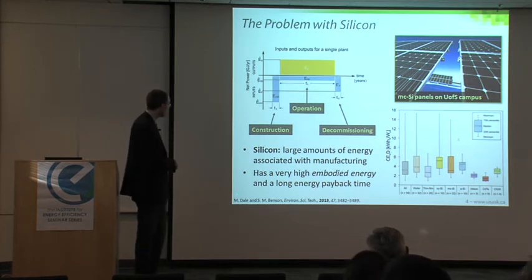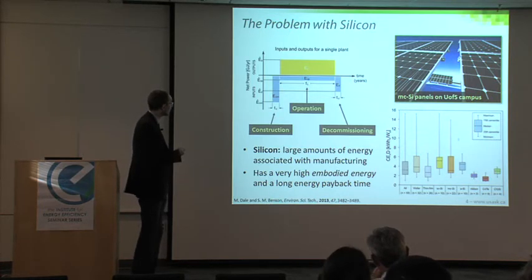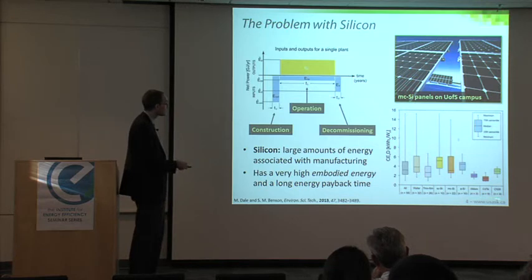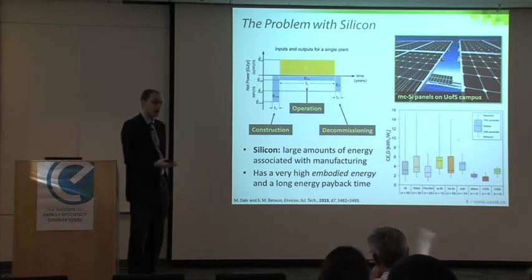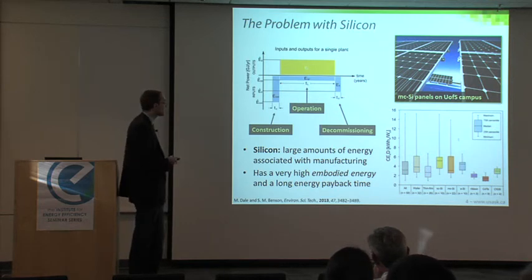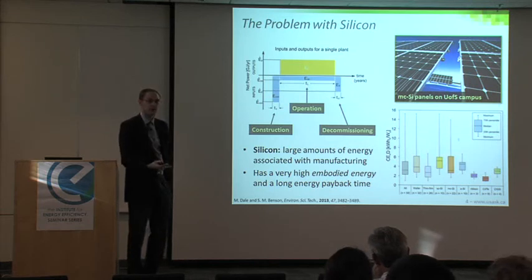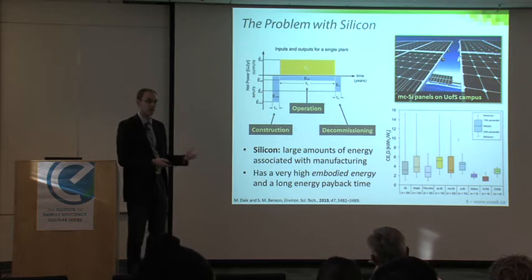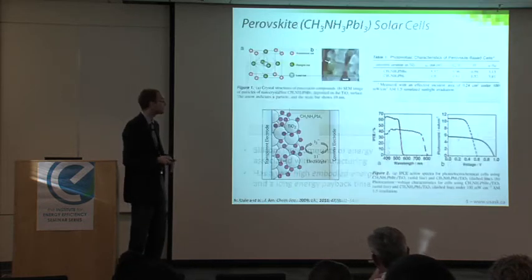And so Dale and Benson did a nice meta-analysis in this Environmental Science and Technology paper looking at the energy costs associated with constructing, operating, and decommissioning various technologies. And the long story short is that it takes an awful long time, upwards of years, to get the energy back out of a silicon panel that you put into it. And so this is where emerging technologies like organic photovoltaics, DSSCs, and perovskites really come into play.